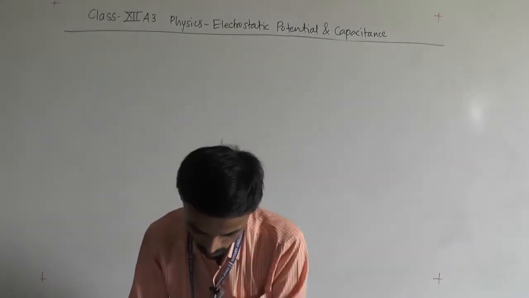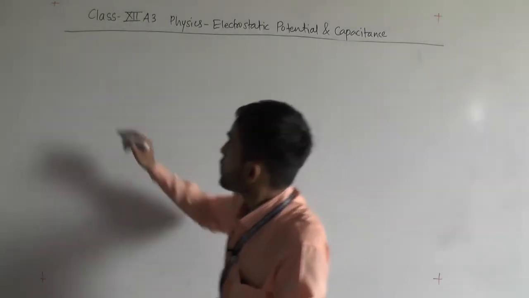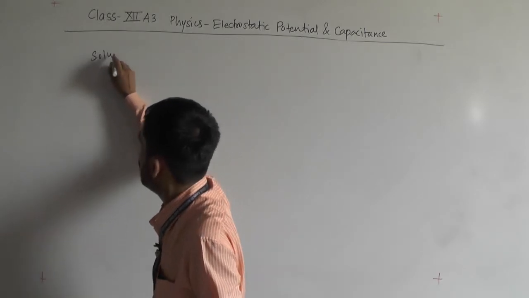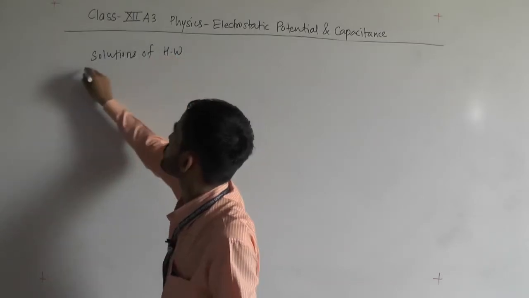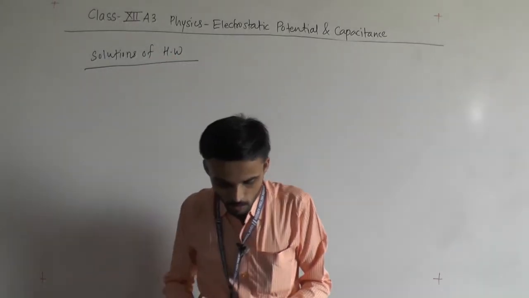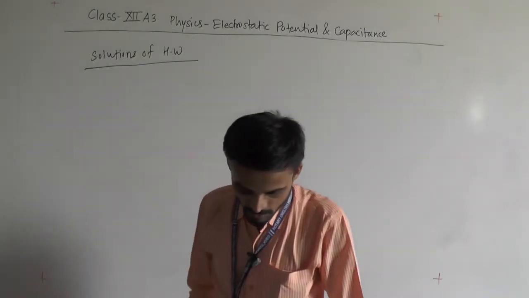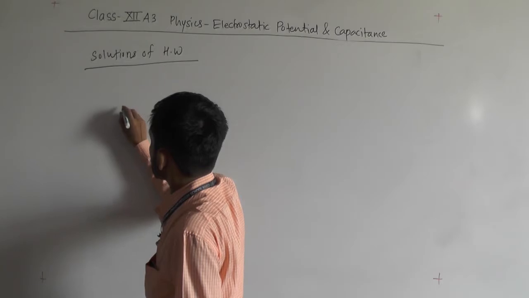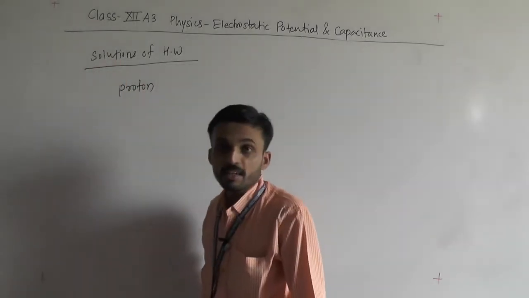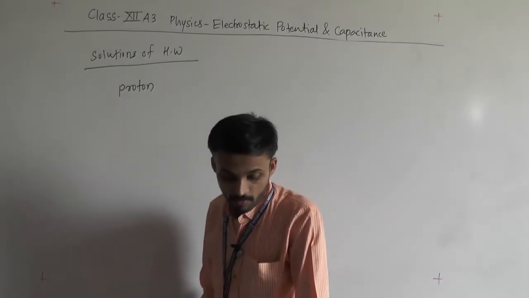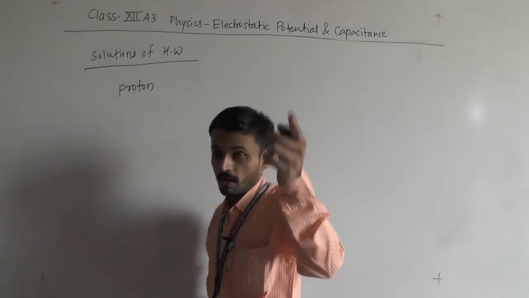whatever the problems I gave you as the homework. So solutions of homework. So homework, I gave: proton is accelerated from rest through potential of 500 volt. Its final kinetic energy is. So proton is there. That is homework. I have read the question. Proton is accelerated from rest through potential of 500 volt. Its total kinetic energy is. That was the problem I have given you.